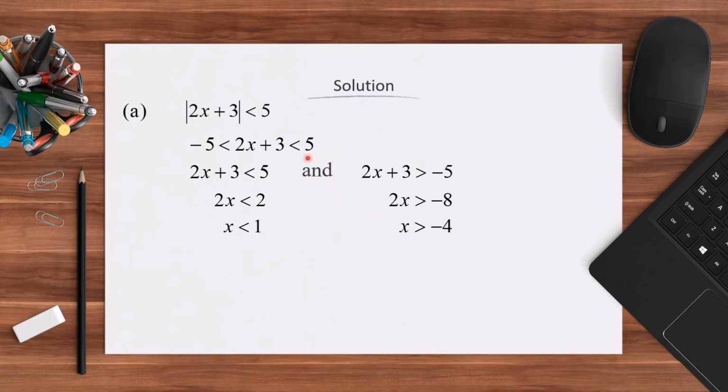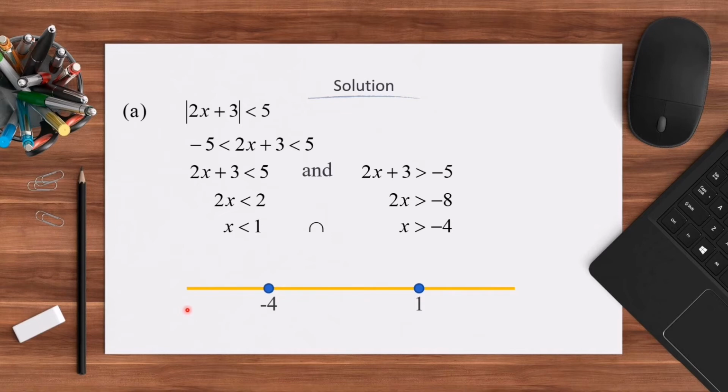The word and can be represented as intersection, meaning that we have to find the operation intersection for x less than 1, x more than negative 4. This operation can be represented on the number line.